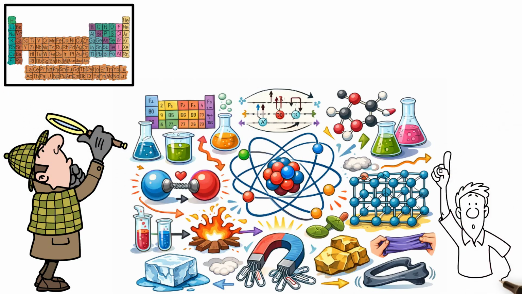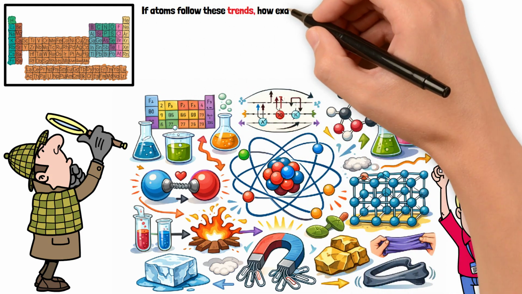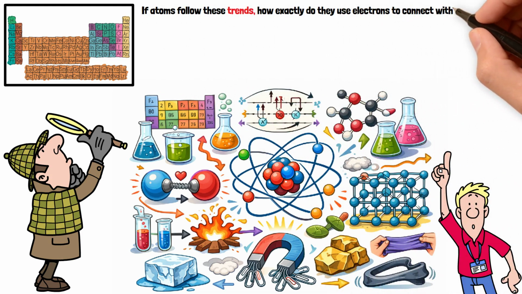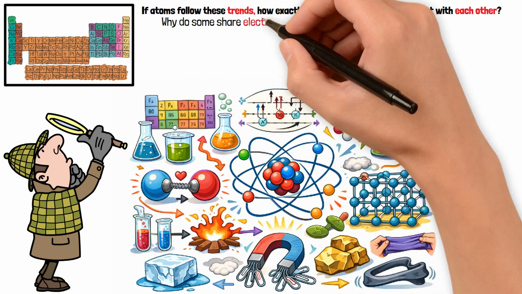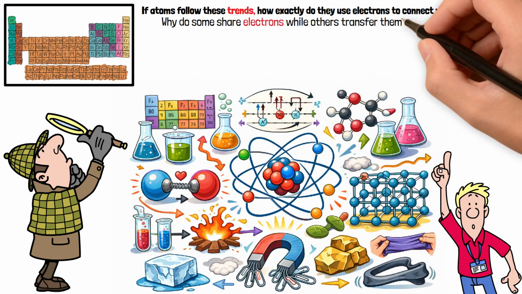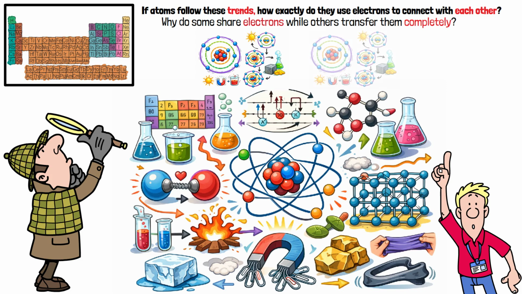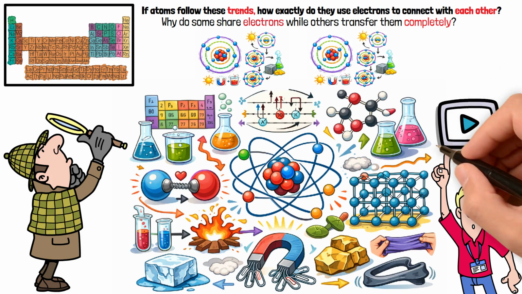And that leads to the next question. If atoms follow these trends, how exactly do they use electrons to connect with each other? Why do some share electrons while others transfer them completely? That's where everything comes together in the next video on chemical bonding.